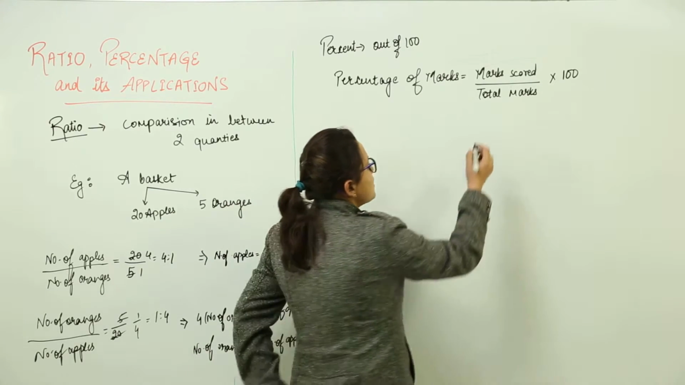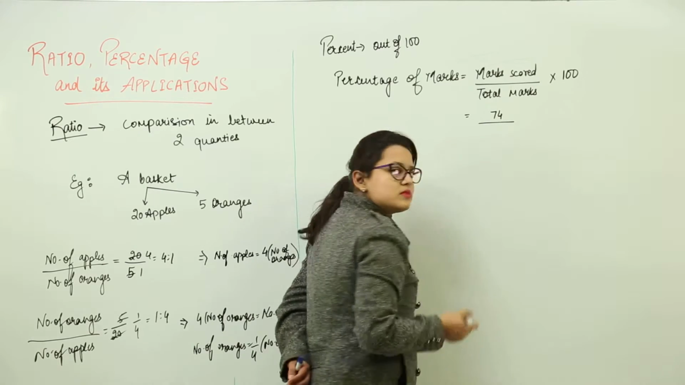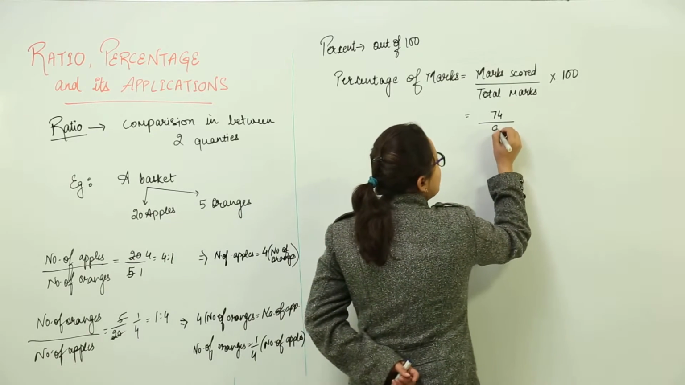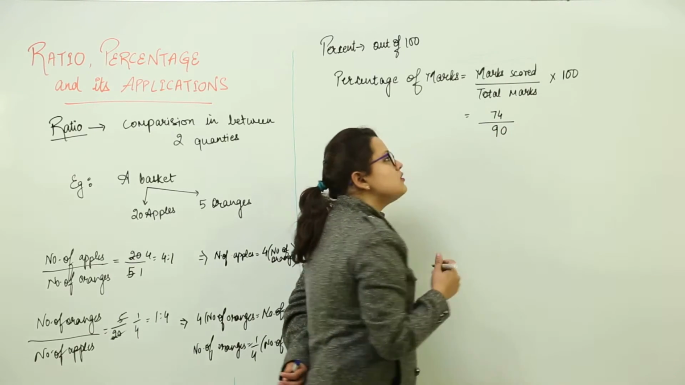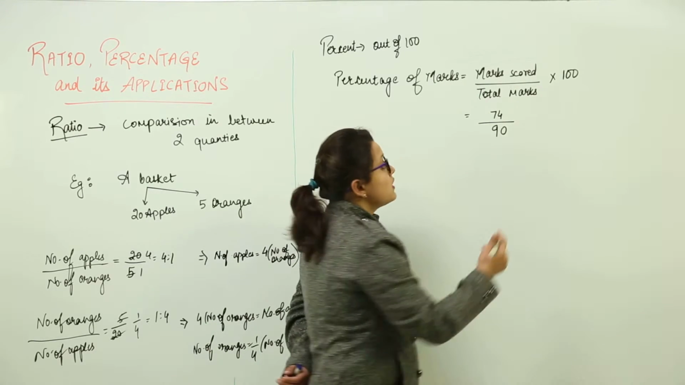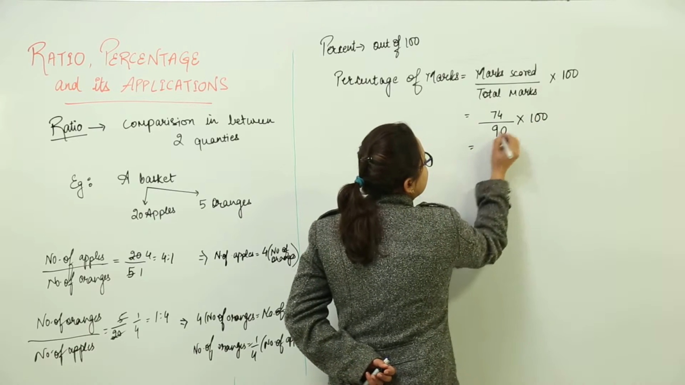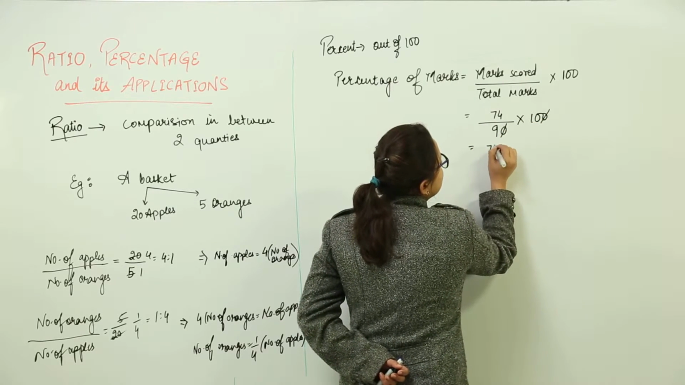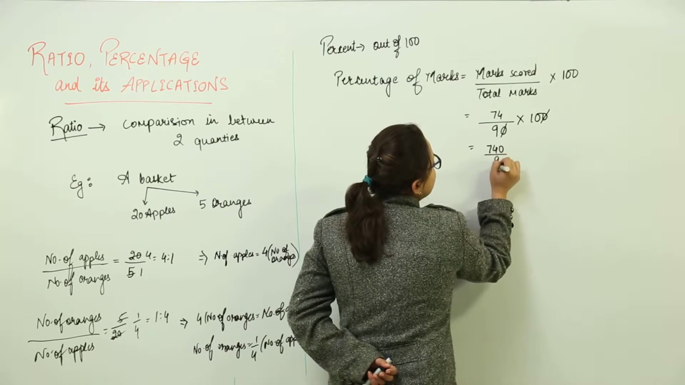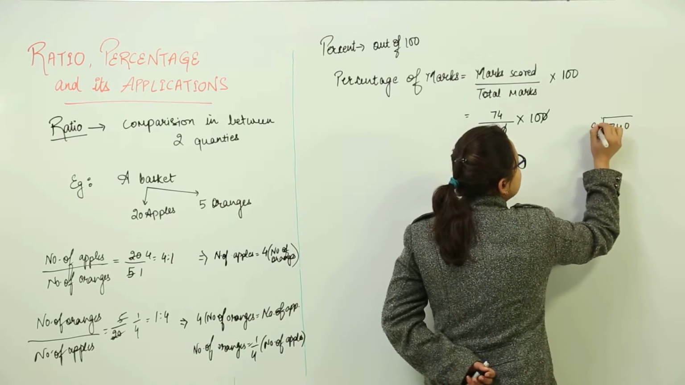Now what are your marks scored? Say you scored 74 out of say 90, right? You had your exam of 90 marks and you scored 74 out of it. Now how much percentage have you scored? You will multiply this whole fraction with 100, and when you solve this you will get 740 over 9, and when you divide it, let us check what we are going to get.